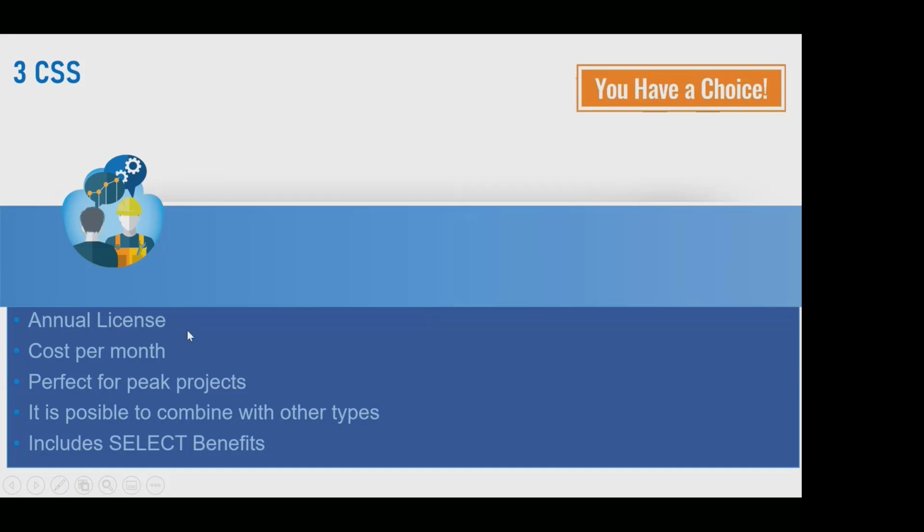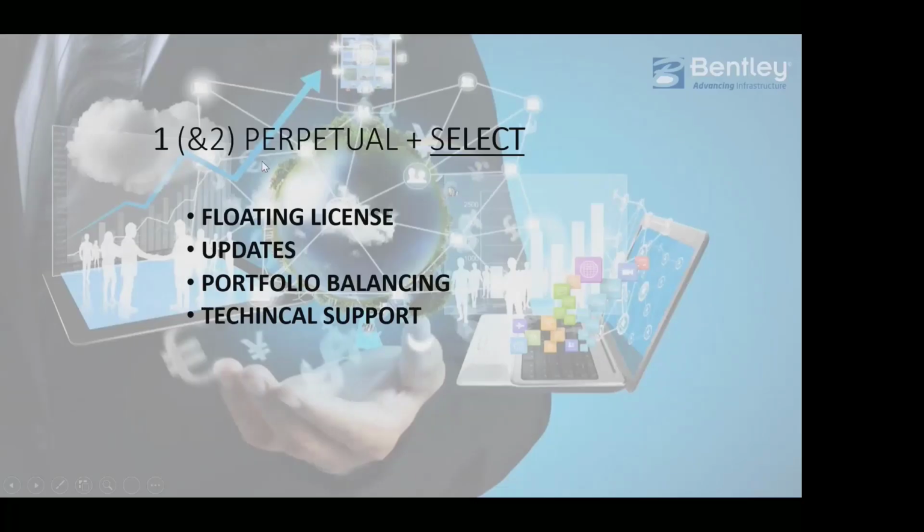When you make a whole prepayment for a big project or many groups of products, for 2 or 3 or 4 or 5 engineers, this type is better. And the cost is per month. It's possible to combine it with other types, including this type of benefit.